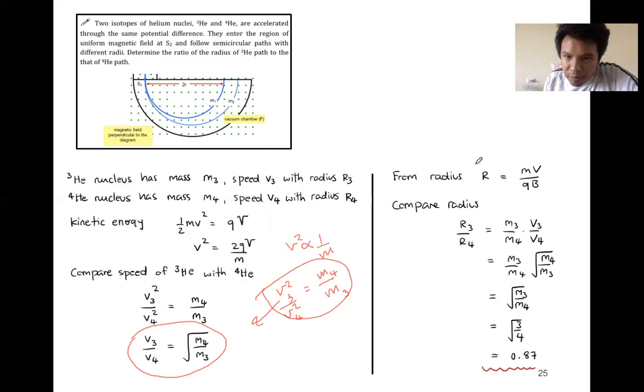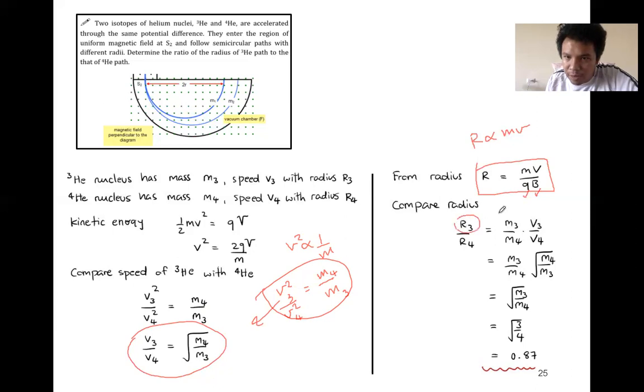And then from the radius, r equals mv over qB. So we have that r is proportional to m and v, because q we have the same charge, and B we are accelerating through the same potential, so r is proportional to m and v.